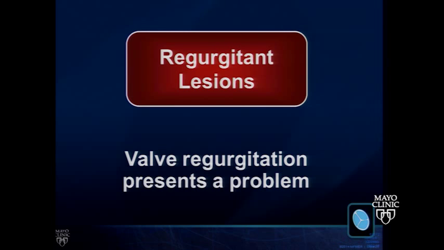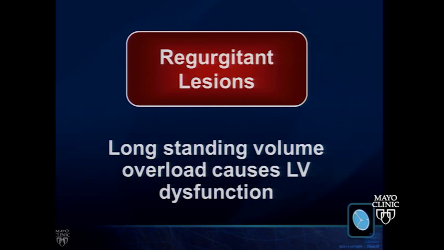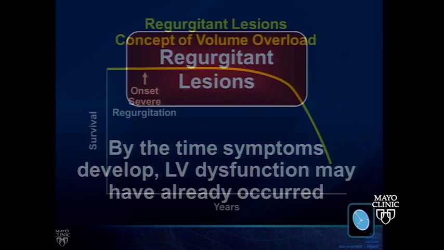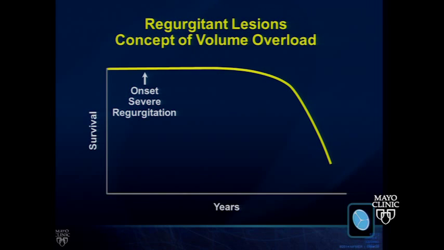Now, regurgitant lesions pose a problem. The reason that they pose a problem is because long-standing volume overload can cause incipient left ventricular dysfunction. And by the time symptoms develop, left ventricular dysfunction may have already occurred. And you know, in any disease of the heart, once left ventricular dysfunction occurs, there's a problem.